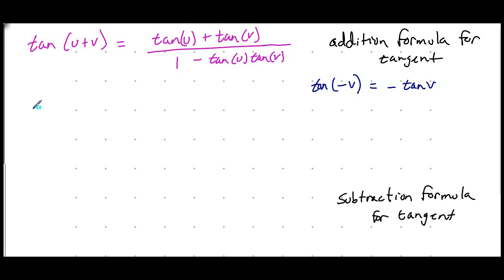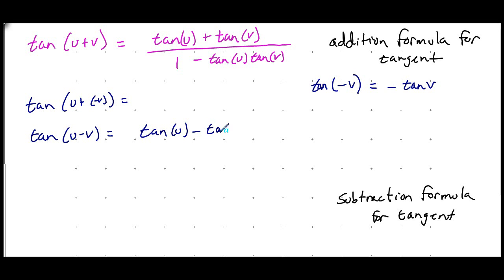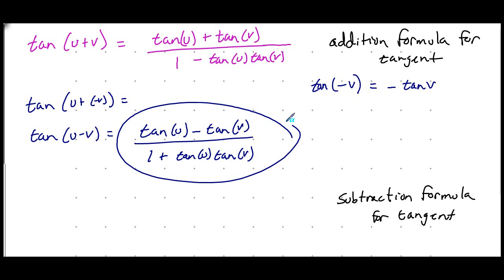So now I'm going to do my substitution. I'm going to call this u plus a negative v, which is tan of u minus v. After going through all my substitution and substituting this value wherever I see that, I end up with tan of u minus tan of v, all over 1 plus tan of u times tan of v, because that tan of v becomes negative, so the negative turns that sign into positive. So this is my subtraction formula for the tangent.